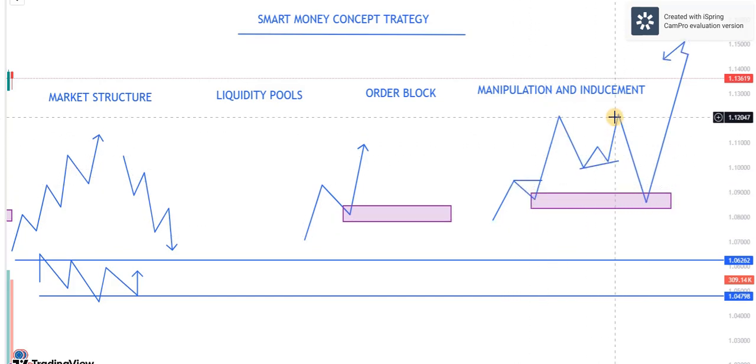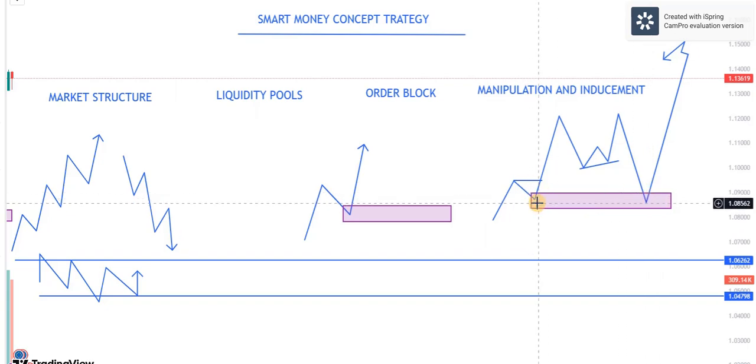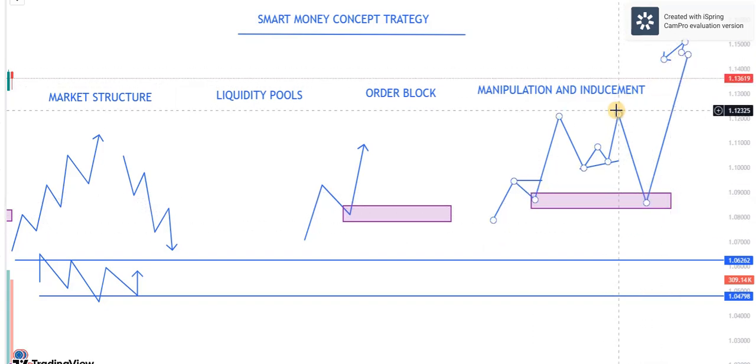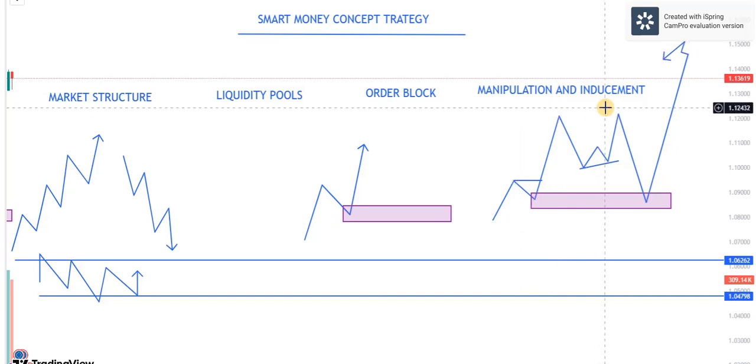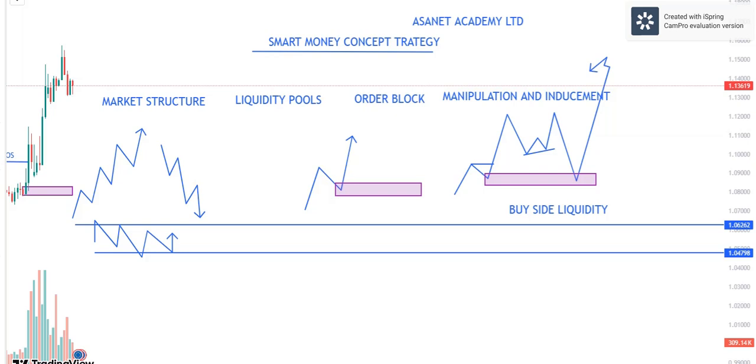Some traders would have entered a buy, they will now sweep their liquidity, tap into this other block, take a move and go and sweep these highs. Now there is a buy side liquidity. Then this is for the buy side liquidity.